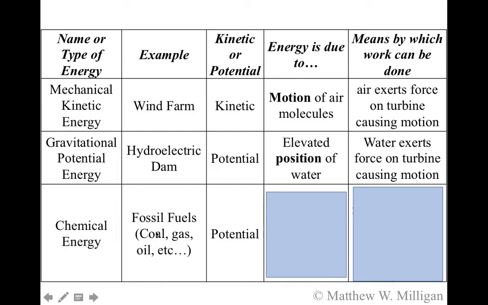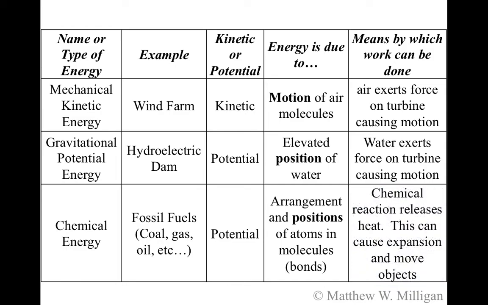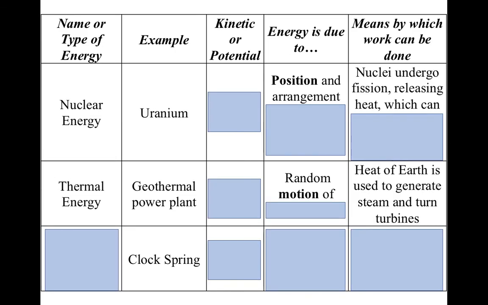And then chemical energy. We won't look at this so much as far as calculations, but it's good to know anyway. A lot of that can come in fossil fuels. So if you're driving, you're going to put gas in your car. Well, what's happening with the gas? Okay, that's potential energy. What is that energy due to? Well, it's the arrangement and positions of atoms in molecules, in other words, the molecular structure. And gas in a car, when you apply heat, that heat is going to break those chemical bonds. When it breaks those chemical bonds, it releases heat, and that can cause motion.